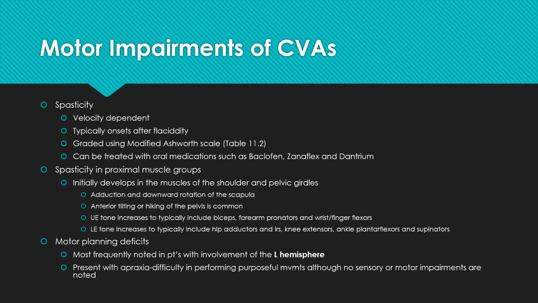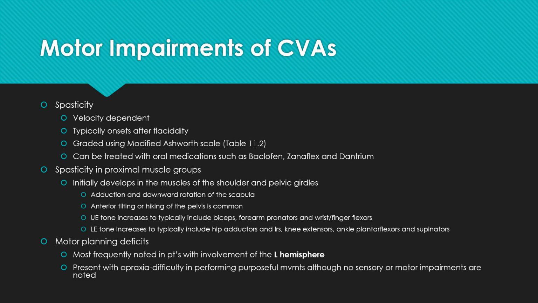Motor impairments of CVAs. So spasticity we talked about is velocity dependent, which means that we have to have speed to the movement in order to produce spasticity. And it typically onsets in a CVA after initial flaccidity and is graded using the modified Ashworth scale. And so to test spasticity, we would grasp a patient at their joint lines to move the extremity so that we are taking the muscle into a lengthened position.